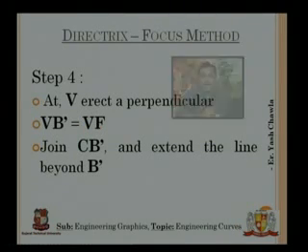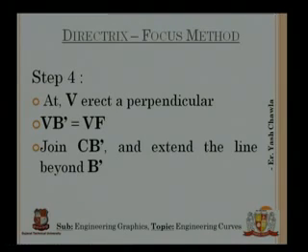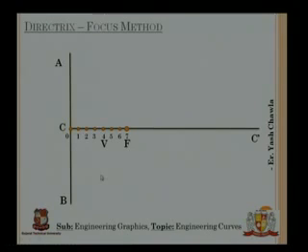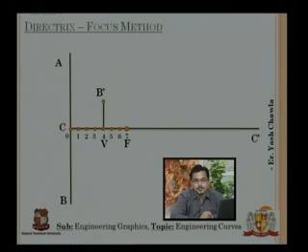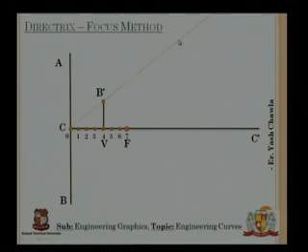Now step number 4. At V, we will erect a perpendicular. I'll mark the endpoint as B dash, and the distance will be equal to V to F, that is, the initial point of the ellipse and the focus. Something like this. See, this is V to F, and the distance is equal to this. I'll erect a perpendicular at V and mark it as B dash. Understood? Now my next step, I'm going to draw a straight line passing through C and B dash, and extend it till the end of my paper. Why I have drawn this, you'll be able to understand in the next step.